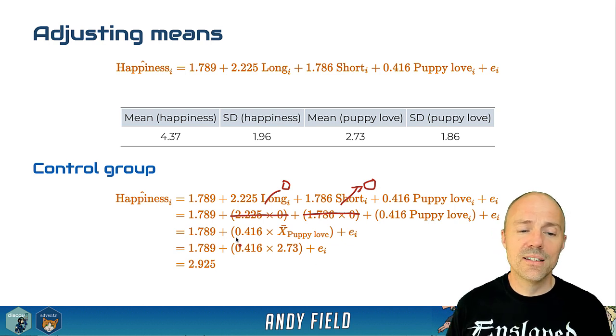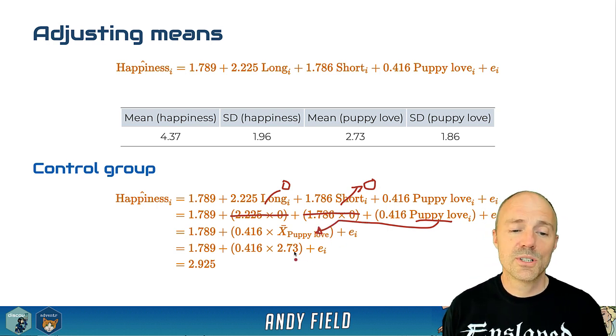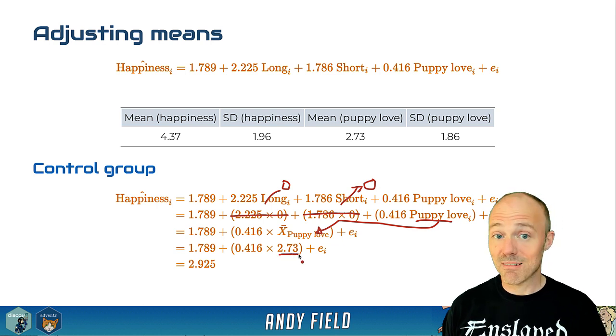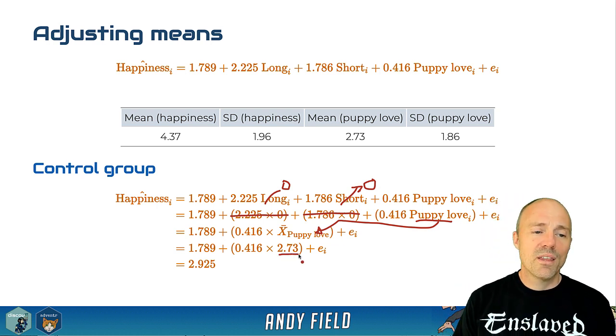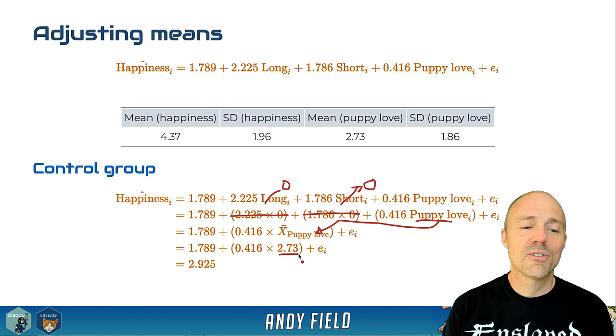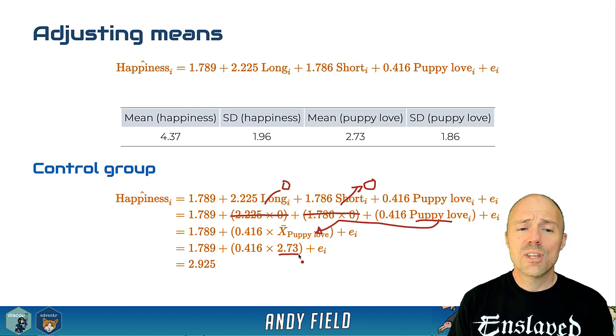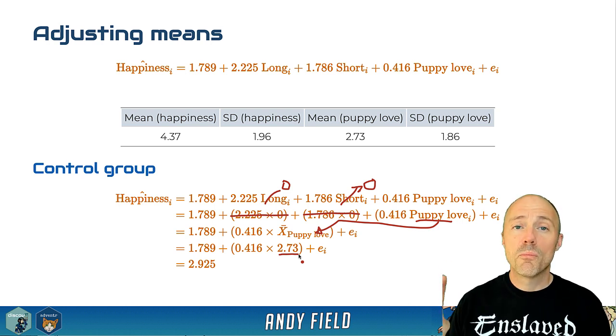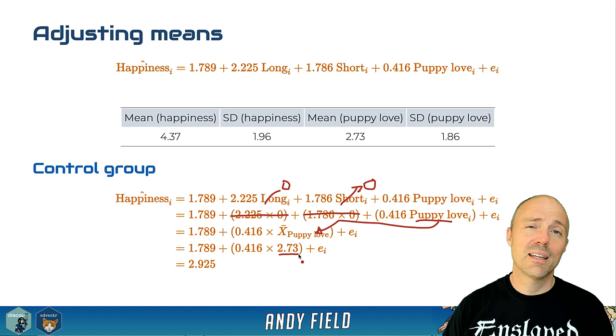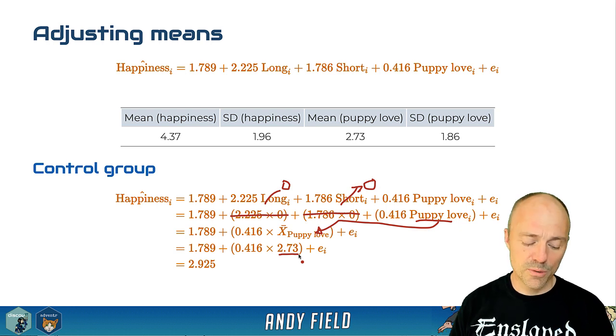So on this next line, we replace puppy love with the average value of puppy love in the sample, which is 2.73, which carries down to the line below. And we end up with a predicted happiness score of 2.925. So that is basically the predicted value if you're in the control group based on this model.